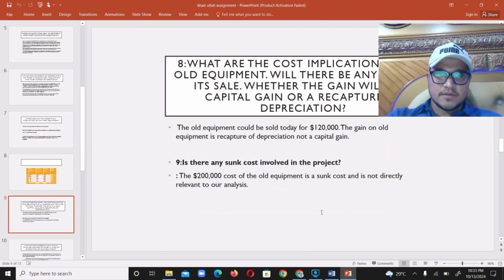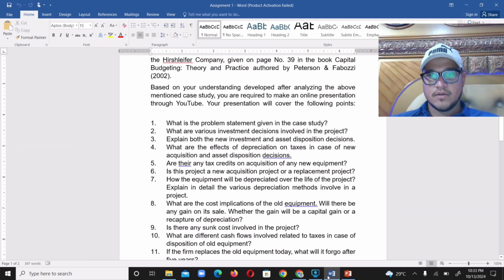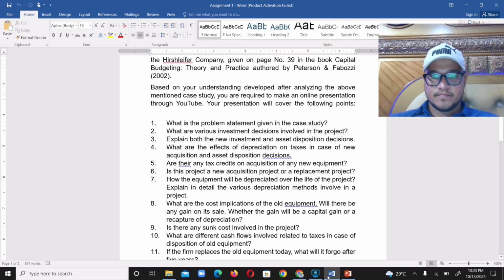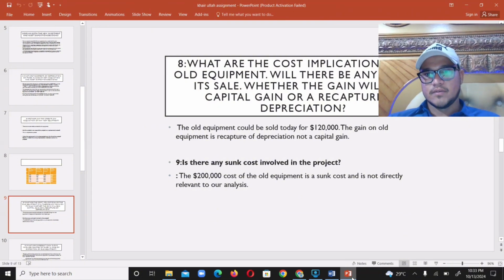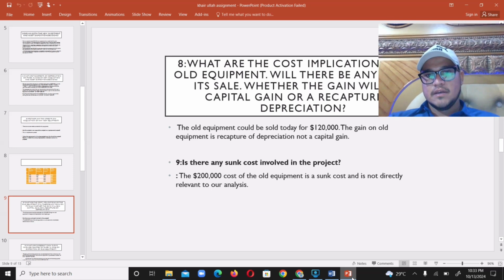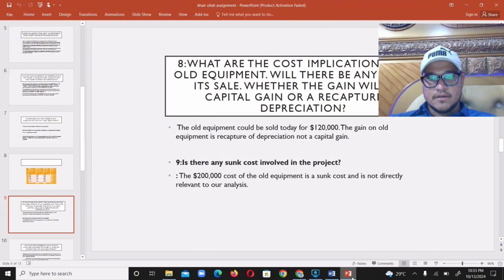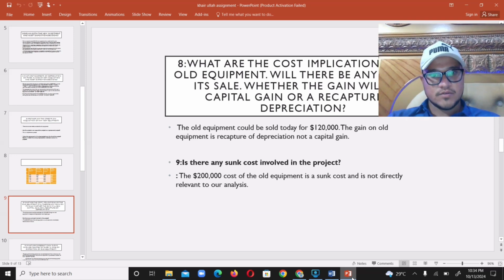So we move to question number 8, which is what are the cost implications of the old equipment? Will there be any gain or loss in sale, whether the gain will be capital gain or recapture of depreciation? So the answer is the old equipment could be sold today for 1,20,000. The gain on the old equipment is recapture of the depreciation, not a capital gain. Okay. Question number 9. Is there any sunk cost involved in the project? No, not directly relevant to our analysis. The old equipment sunk cost is 2 lakh.